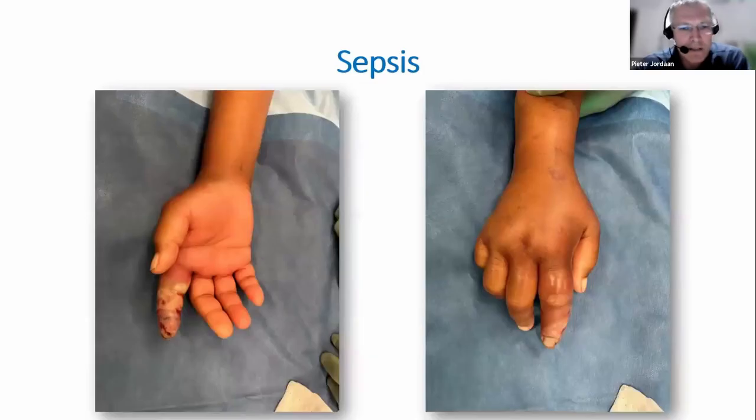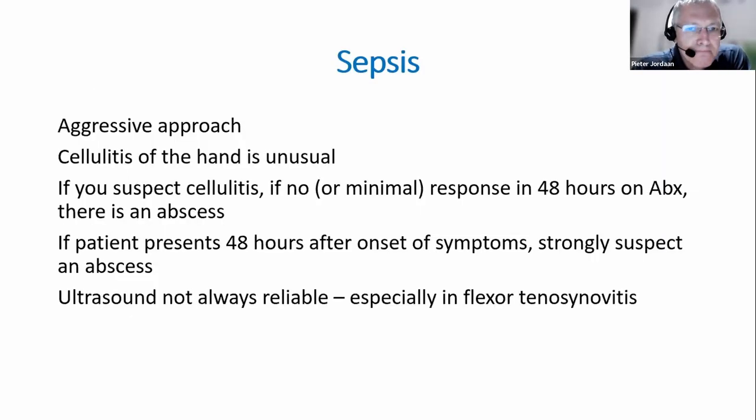Just a few slides on sepsis. This is obviously severe hand sepsis that you can see here. With sepsis, have an aggressive approach. Cellulitis of the hand is unusual. Yes, you get it, but it's unusual. Normally, there's an abscess somewhere. So if you suspect cellulitis and you get no or minimal response after 48 hours of antibiotics, there's probably an abscess somewhere that needs drainage.